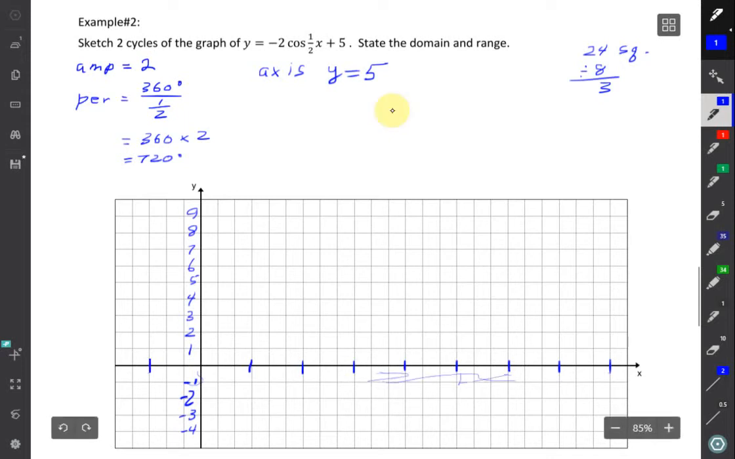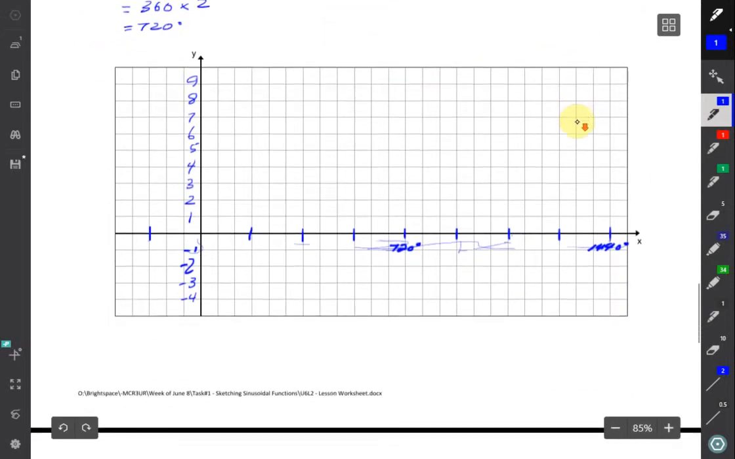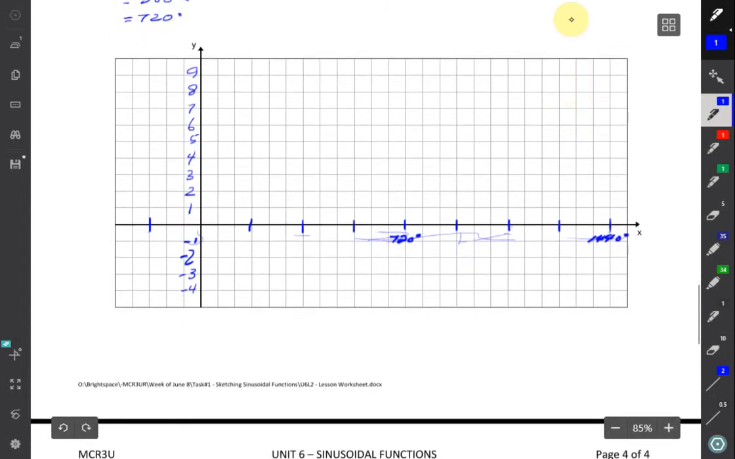So the period of this function is 720. Looking at 4 sections here, 720 would be there. And then if we go another 4, that would be 1440. Now we have our amplitude, we have our axis, and we have our scale. That's all we need in order to go ahead and graph this. So I'm going to draw a line where my axis is. So that's at y equals 5.